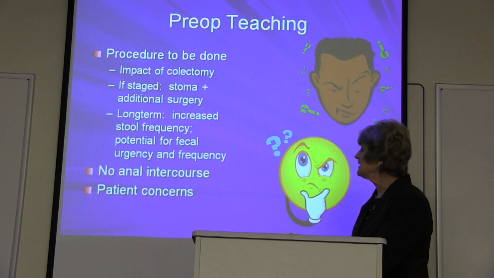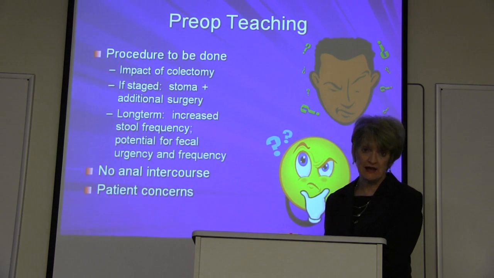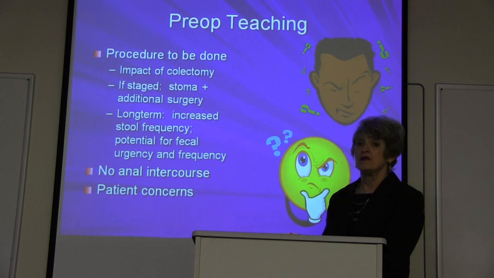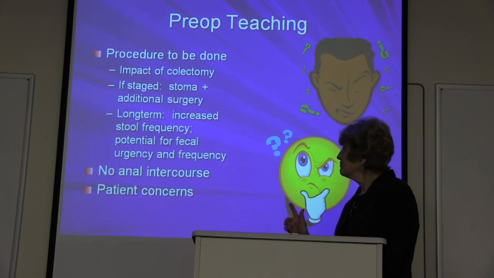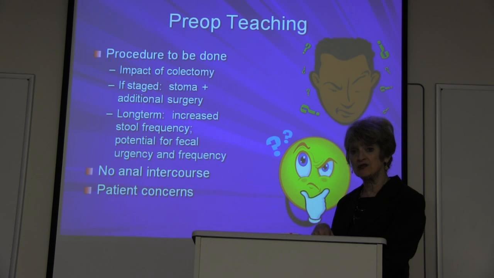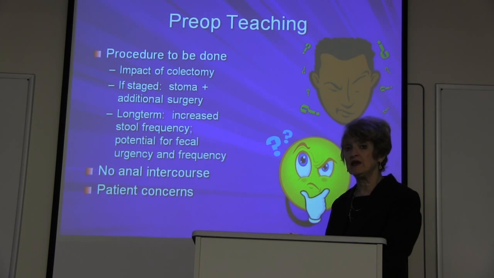Okay, so pre-op teaching again, you want them to understand the procedure to be done and the implications. So we're going to remove the colon. That means they're going to have higher volume stool, mushier stool. Major implications. If they're going to have a 2-stage procedure, they have to understand that after stage 1, they'll have an ileostomy, that they'll have that somewhere between 2 and 6 months typically. And that then they'll have to go back to surgery to have the ileostomy closed.